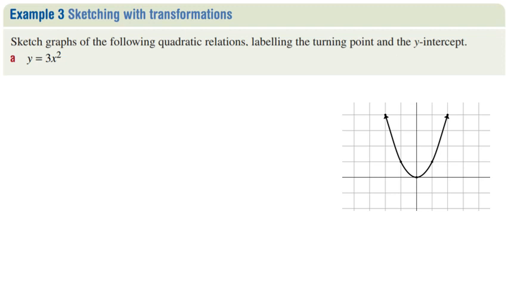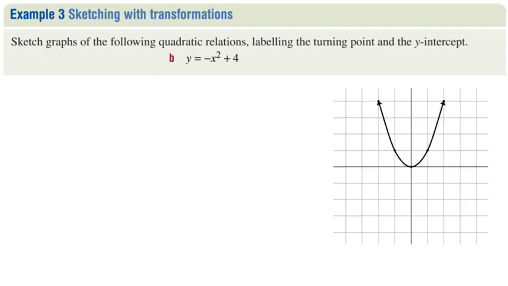Let's have a go at roughly sketching some transformations. This equation has a number out the front of x squared, making it a dilation. Because the number is larger than 1, the graph is going to be made narrower than the basic parabola. So it looks something like this. There.